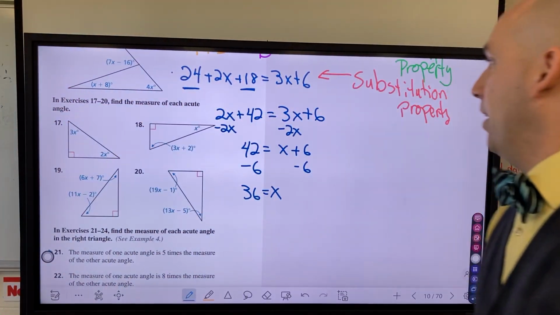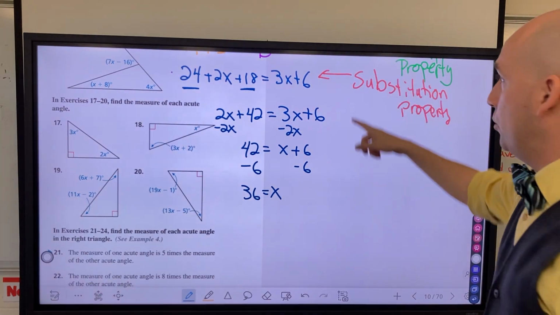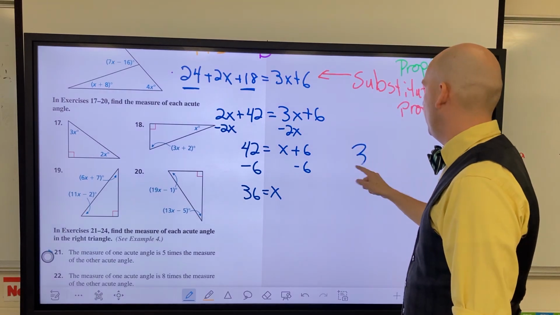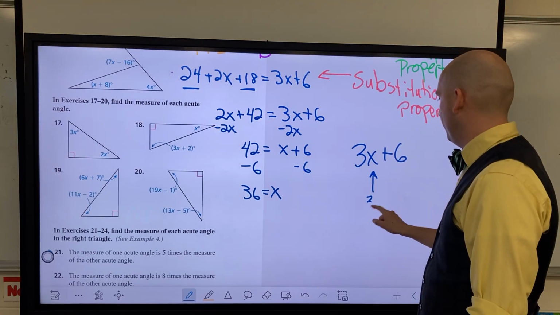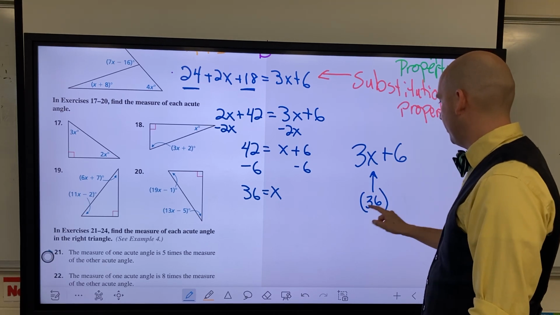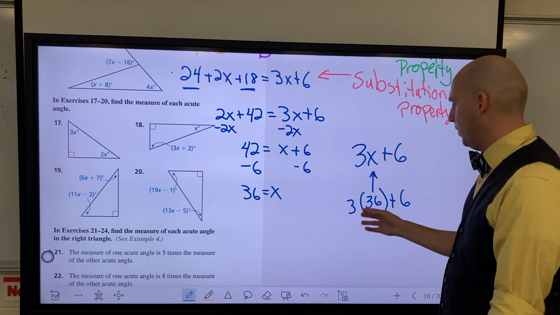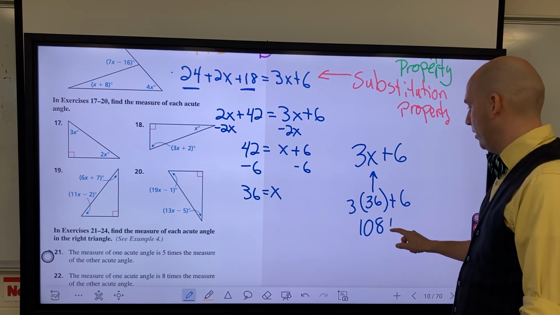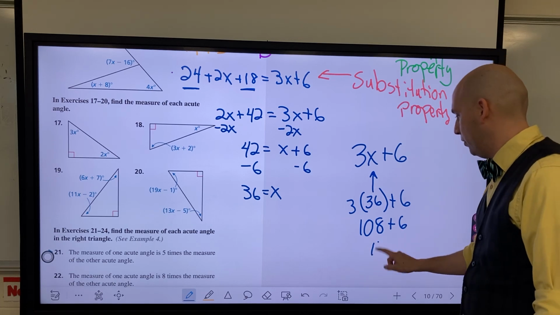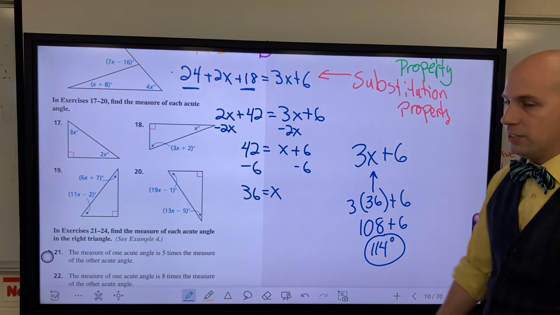And then from there, you're going to substitute 36 into this expression here. So you're going to have 3x plus 6. We're going to substitute 36, and then you're going to simplify it. So this becomes 108, I think. And then plus 6 is 114. And so that exterior angle is going to be 114 degrees.